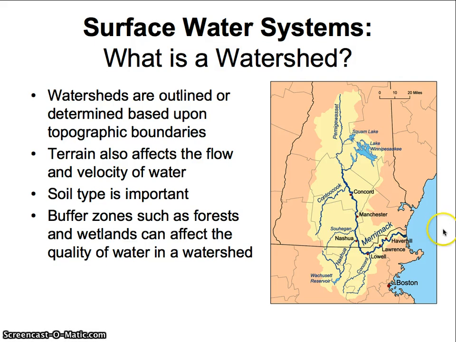So watersheds are based on topography. All of this is going into a lower elevation. So rivers will always go from higher elevation to lower. The topography will affect the flow and the velocity of the water. Soil type is also important. And then buffer zones such as forests and wetlands affect the quality of water. How fresh or clean is that water in the watershed?